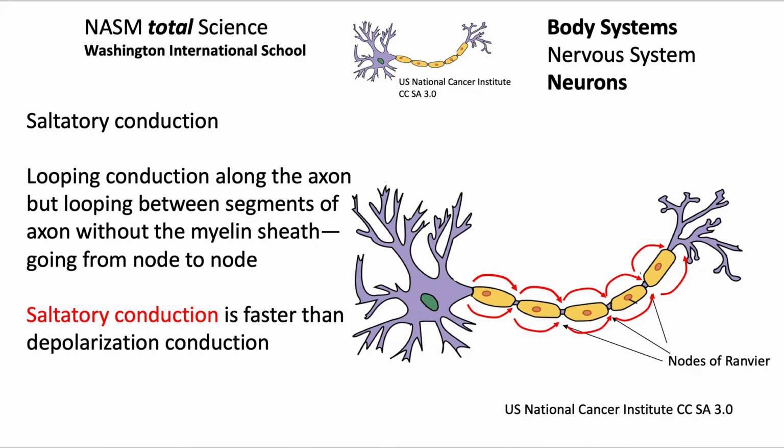You can also have saltatory conduction, a looping conduction between the segments, only dealing with the parts that don't have the myelin sheath. So going from node to node, they're called the nodes of Ranvier, and it's faster than the depolarization type conduction.